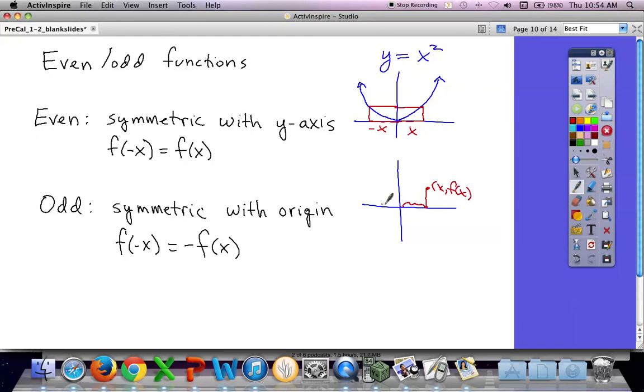Then if I compare that with going to the left, right, this can be the negative x, then my f of x would actually be the opposite of what it is there. So it goes down. So that point is negative x, negative f of x. So if you have a point in the first quadrant, you have to have a mirror image in the third quadrant. Right? If you have a point in the second quadrant, you got to have a mirror image in the fourth quadrant. Right? So the way we say that with algebra is we say f of negative x equals negative f of x.